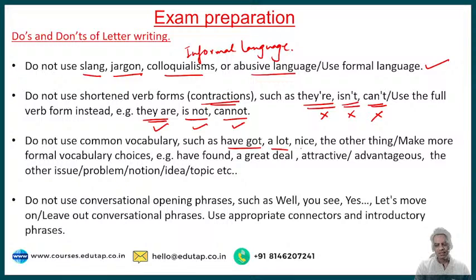For example, a lot, nice, the other thing. Instead of using these general common words, which are basically vague when you are talking about something, use specific words. Make more formal vocabulary choices. For example, instead of saying I have got, you use I have found. Instead of saying a lot, you should write a great deal. Instead of writing nice, you should write attractive or advantageous. Or instead of writing the other thing, you should write the other issue or the other problem or the other topic or the other notion. So basically, the choice of words should be very, very formal when you are writing your letter.